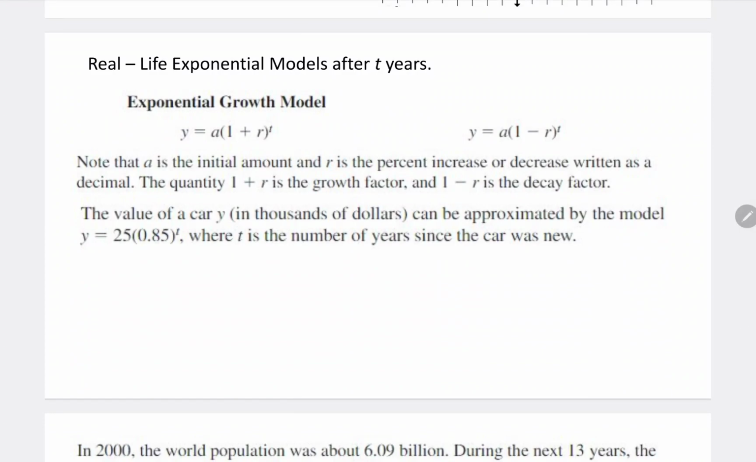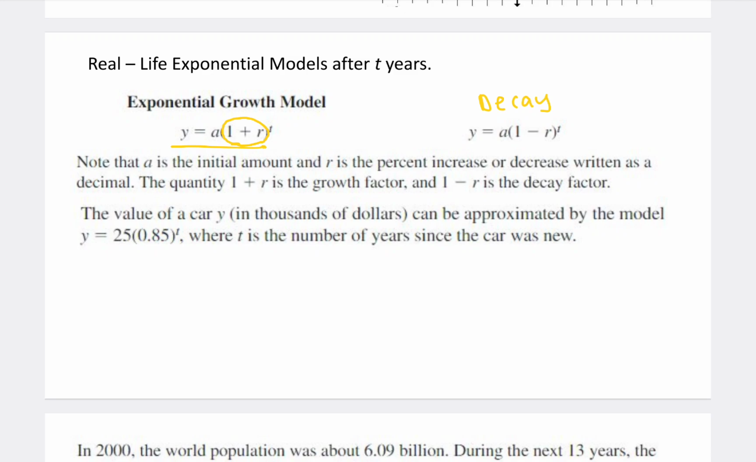Let's briefly talk about exponential growth and decay models in general. So this one on the left is an exponential growth model because if we add something to a 1, then the base is going to be bigger than 1 because we're adding something to 1. This one over here is decay. It's not labeled, but that's a decay function because we're subtracting something from 1. And so that base is going to be less than 1.